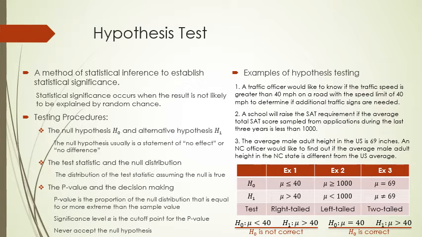The third case, the average male adult height in the US is 69 inches. A North Carolina officer would like to find out if the average male adult height in the North Carolina state is different from the US average. Thus, the null hypothesis would be the average height is equal to 69 inches, and the alternative hypothesis would be the average height is not equal to 69 inches.